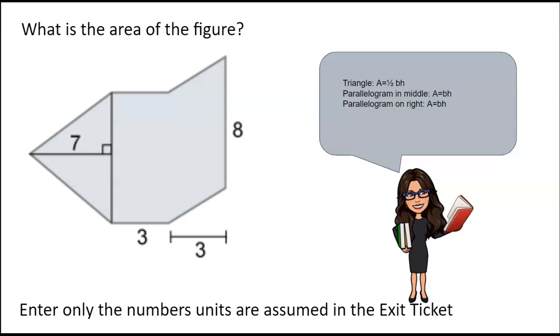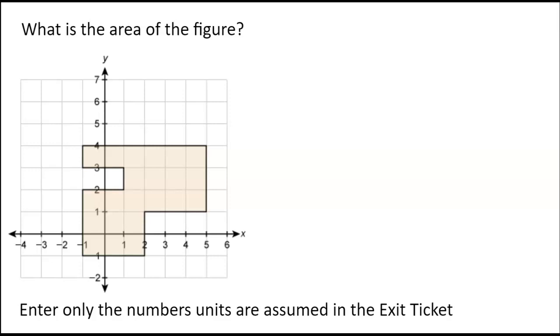So let's break these up. Well, we have area is equal to base times height divided by 2. For a parallelogram, we have area is equal to base times height, or in this case I did height times base. I guess you could look at it either way. Same thing on this one, base times height. Add all three together and you get the area of this composite figure.